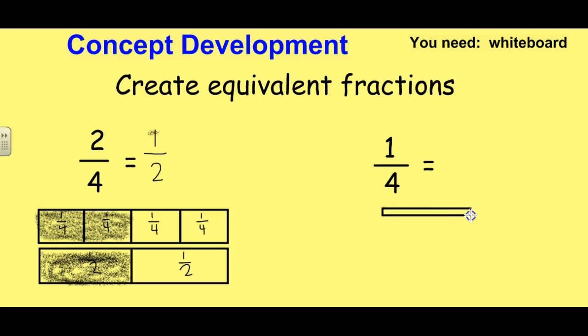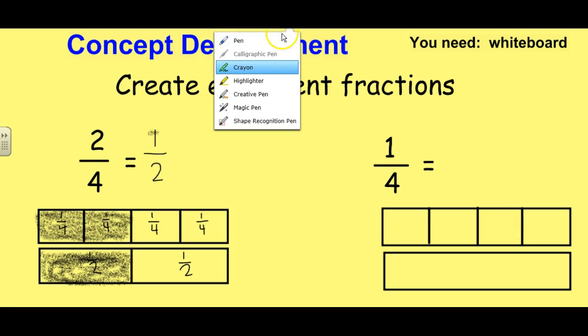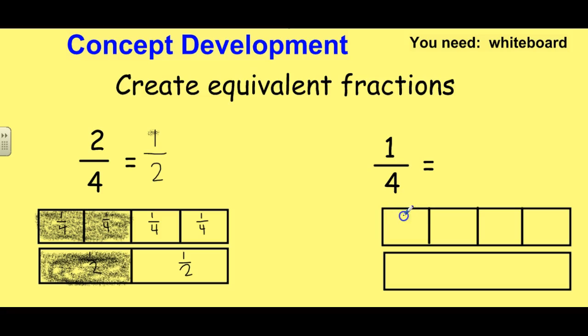We're going to figure that out. We're going to draw our 2 rectangles to represent our wholes. And our first rectangle is going to be divided into 4 equal parts. And you're labeling each unit fraction on that rectangle as 1/4. And we need to be asking ourselves if we are going to have to double the numerator and denominator of this fraction, or if we can divide the numerator and denominator by 2 to figure out our equivalent fraction.